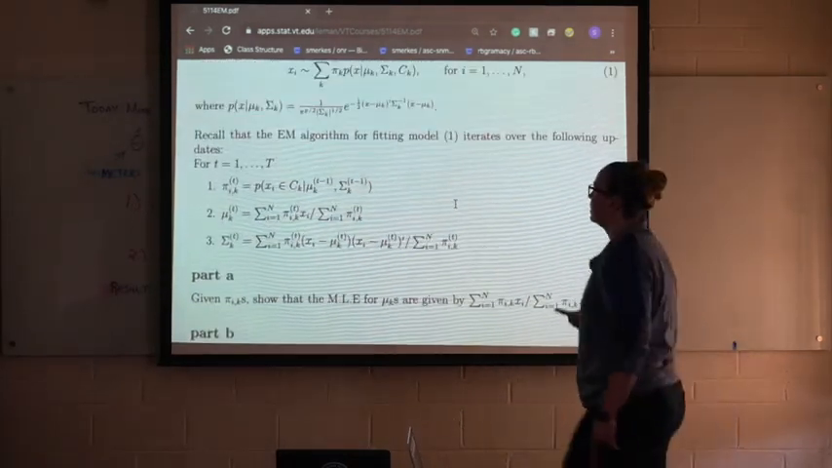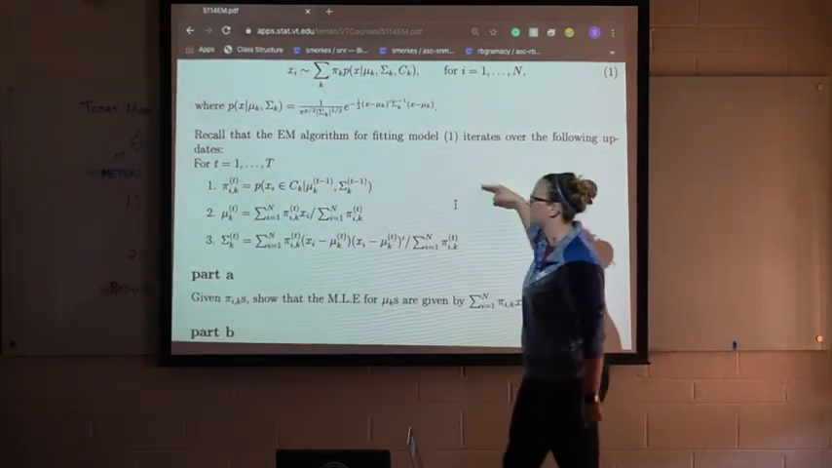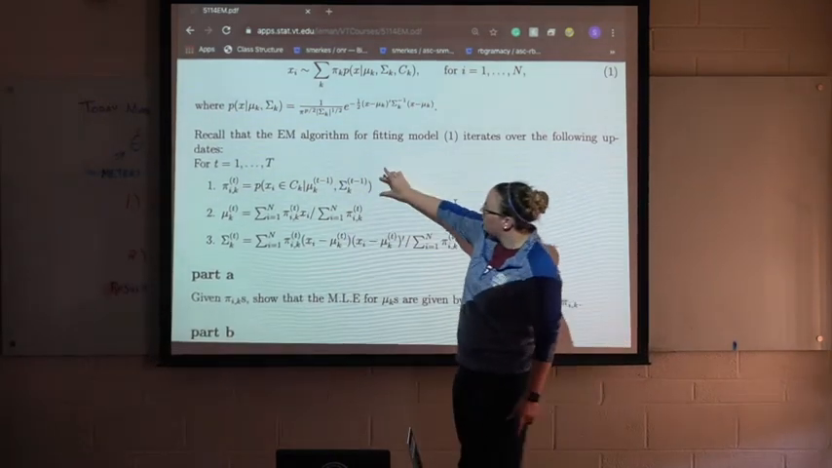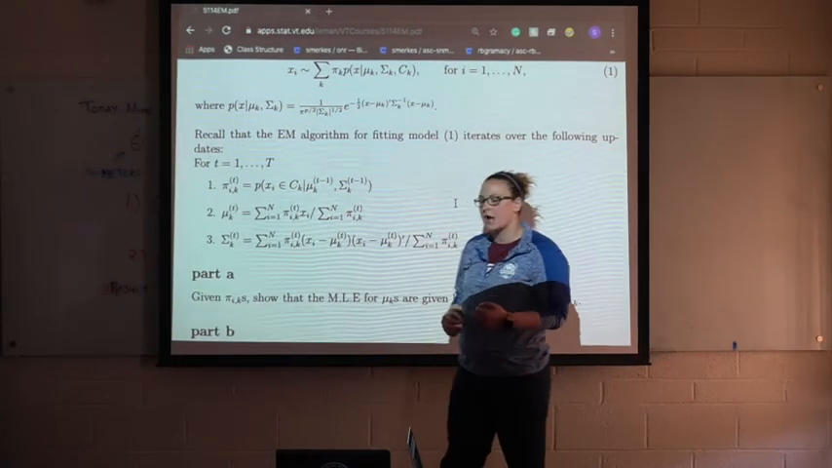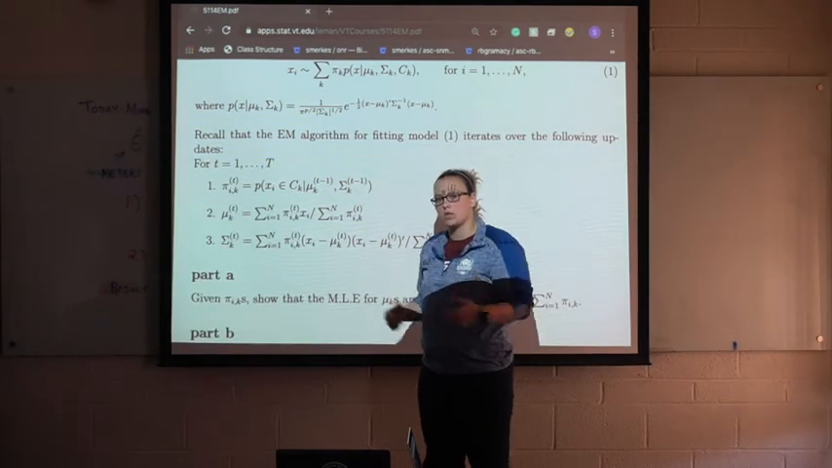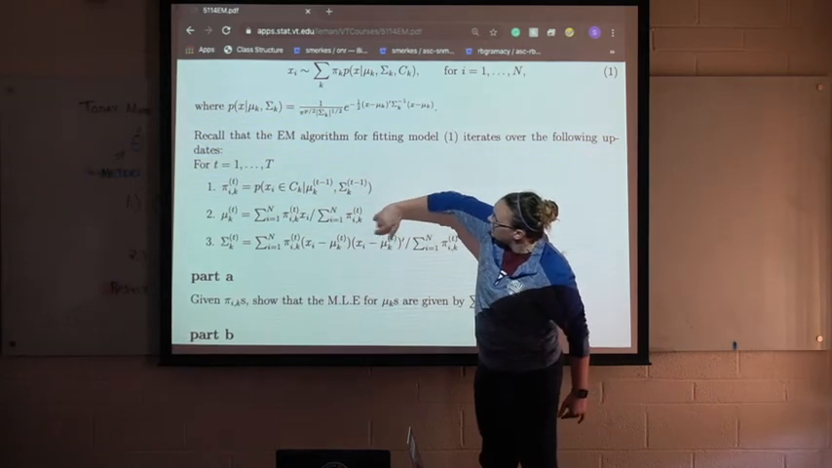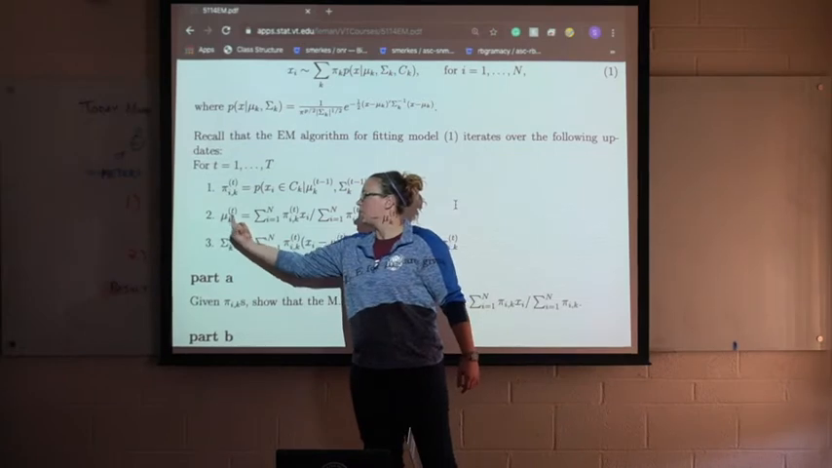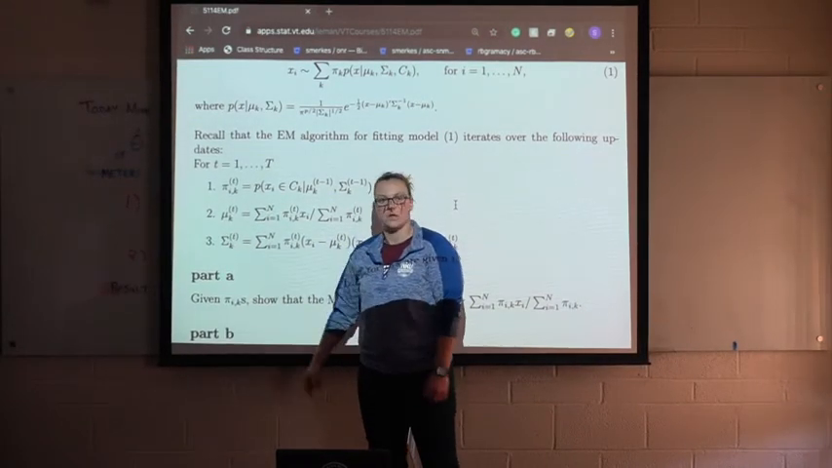But right here, Dr. Lehman gives you the steps for going over the EM. So this first step is going to be the expectation step, where all you're doing is finding the probability that a certain point would belong to each cluster. We'll get to that when we talk about our one dimension. And then right here, for mu, you're just calculating the mean for the kth cluster. Then you're calculating the sigma for the kth cluster.